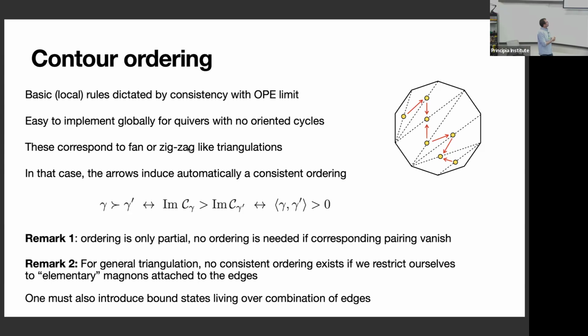Also, the ordering is only partial because sometimes you just don't care about the order of the contours, if there is no interaction, for instance. So that is answering the question of the ordering in the simpler setup. And if you want to do it in the most general setup, you actually have to go through some more complicated analysis, which has to do with contour permutation.